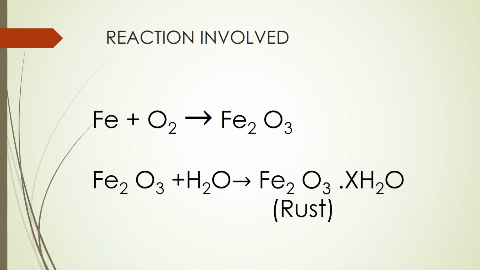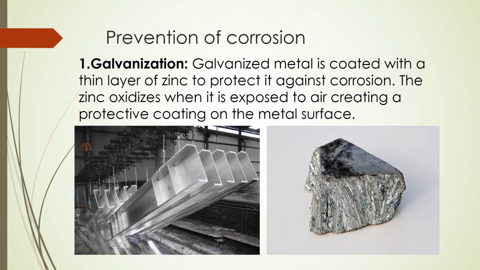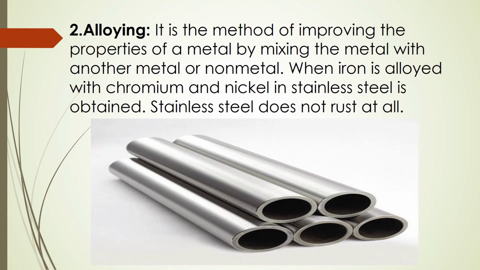Prevention of corrosion. To prevent corrosion, the first method is galvanization. Galvanized metal is coated with a thin layer of zinc to protect it against corrosion. The zinc oxidizes when it is exposed to air, creating a protective coating on the metal surface. Second method, alloying. It is the method to improve the properties of metal by mixing the metal with another metal or non-metal. When iron is alloyed with chromium and nickel, stainless steel is obtained. Stainless steel does not rust at all.